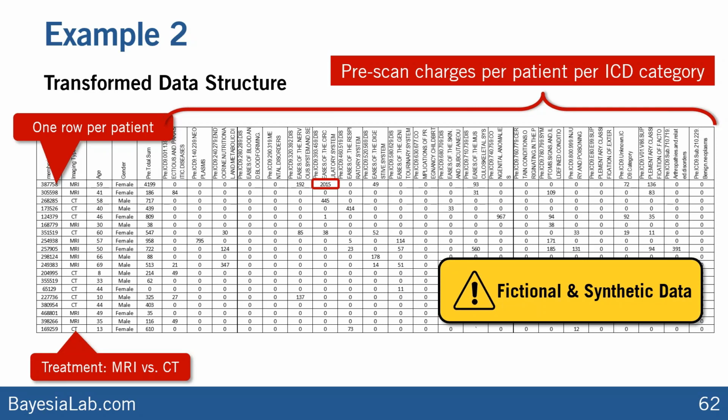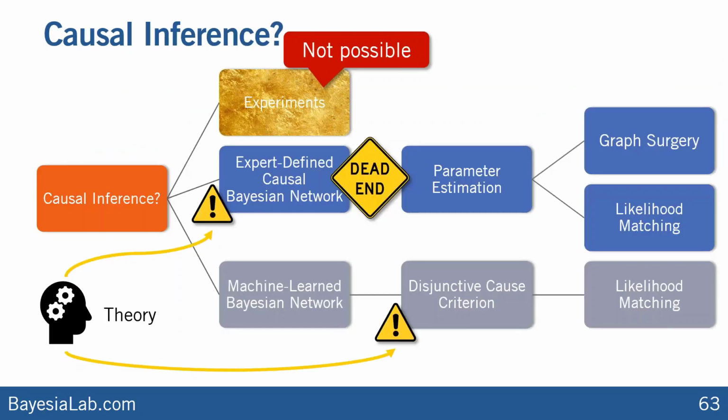And with hundreds of potential comorbidities, I would argue it is once again impossible to create a theoretical structure that tells us what causes what. So what we originally intended to do in Chicago by creating an expert-defined causal network, and failed there, we can't do here either. So we're stuck. Once again, we need to pursue the bottom path here and generate a machine-learned Bayesian network, and then, as we did before, apply the disjunctive cause criteria.